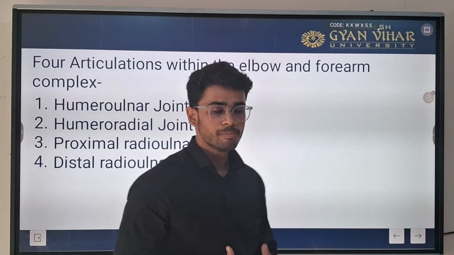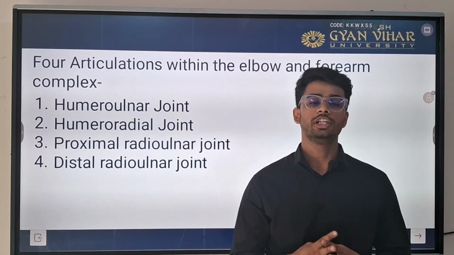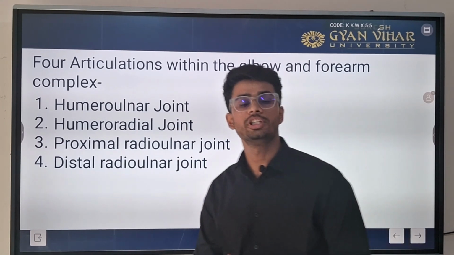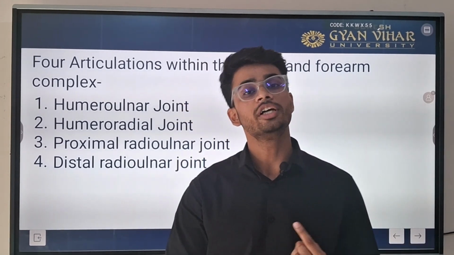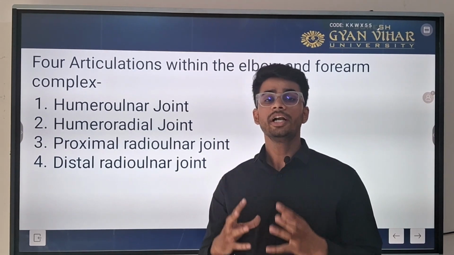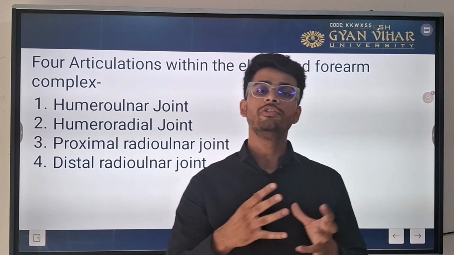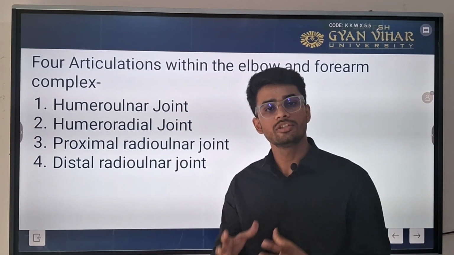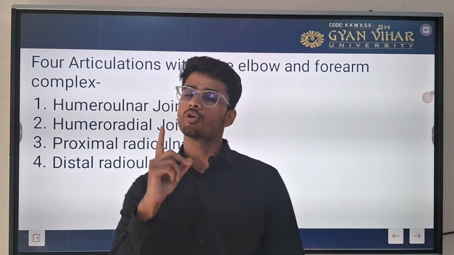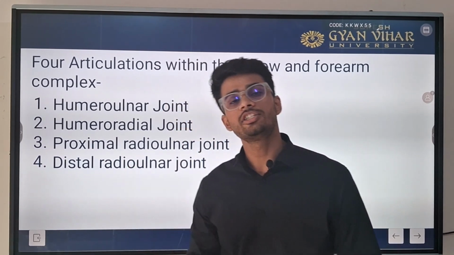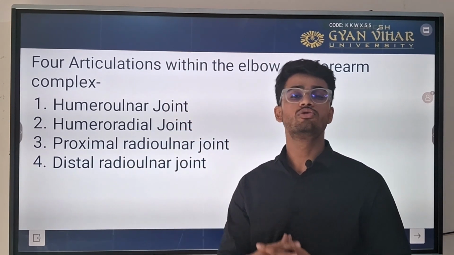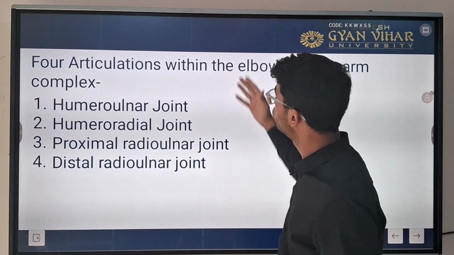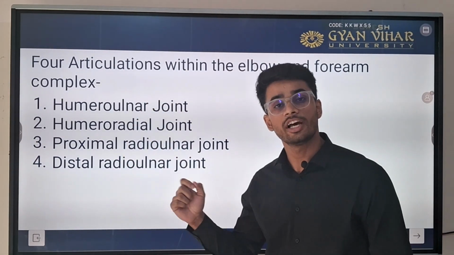First of all, we must know there are 4 articulations that we are going to see. In elbow there are only 2 articulations, which is your humeroradial joint and humeroulnar joint. But we are studying the elbow joint with the forearm complex also, and we know that forearm complex is formed by 2 joints, which is your proximal radioulnar joint and distal radioulnar joint, also known as superior radioulnar joint and inferior radioulnar joint. So these are the 4 articulations that we are going to see.